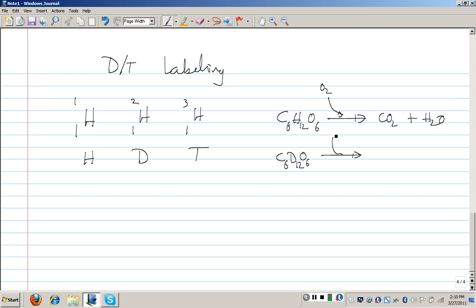And if I find that under normal metabolic conditions, it generates D2O, then it must mean that the D came from the glucose. I could have just as easily fed the organism labeled carbons. I can use carbon-13, for example, and if it made radio-labeled carbon dioxide, that would also confirm that that is the source of the carbon in carbon dioxide. So labeling is a very useful technique for following pathways, okay?